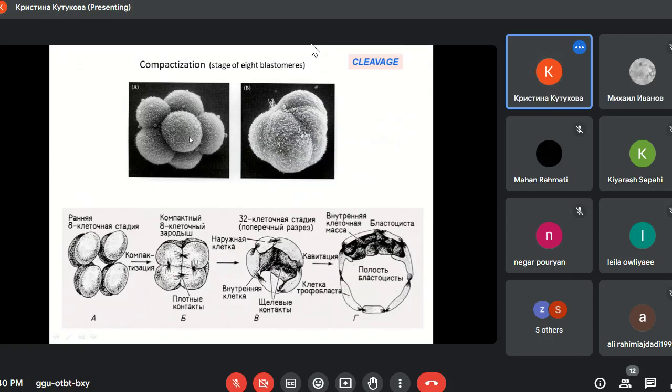And also, every one of these blastomeres can give one baby, actually. So if we divide them all, if we detach them all from each other, we can make one baby from every one of them. If something like this happens inside the mother's uterus during early development, it will give twins.